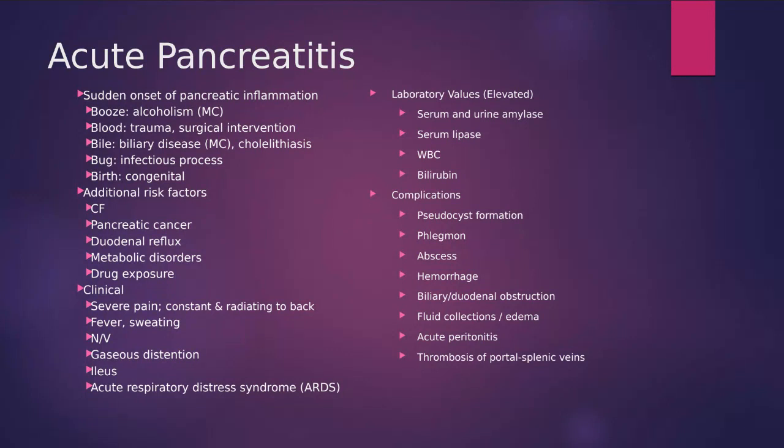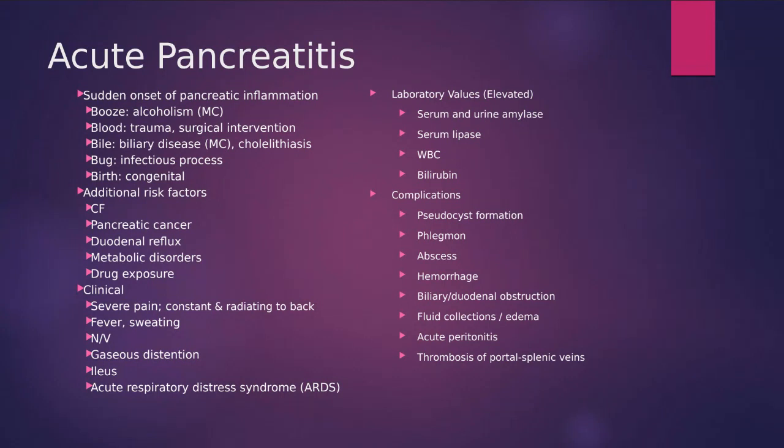So booze, alcoholism, this is going to be the most common cause of acute pancreatitis. Blood is going to be any type of recent surgical intervention, or if you were in a car accident or had blunt force trauma to the epigastric region. Bile is going to be any type of biliary disease. So that will be the most common cause in a biliary sense.